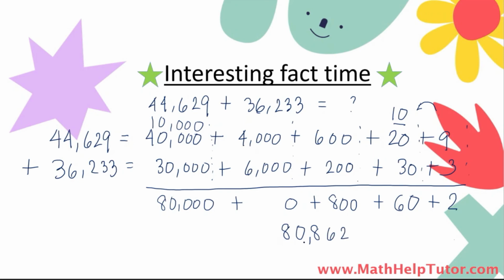80,862. That's 80,862, which is the answer to our question. 44,629 plus 36,233 is equal to 80,862.